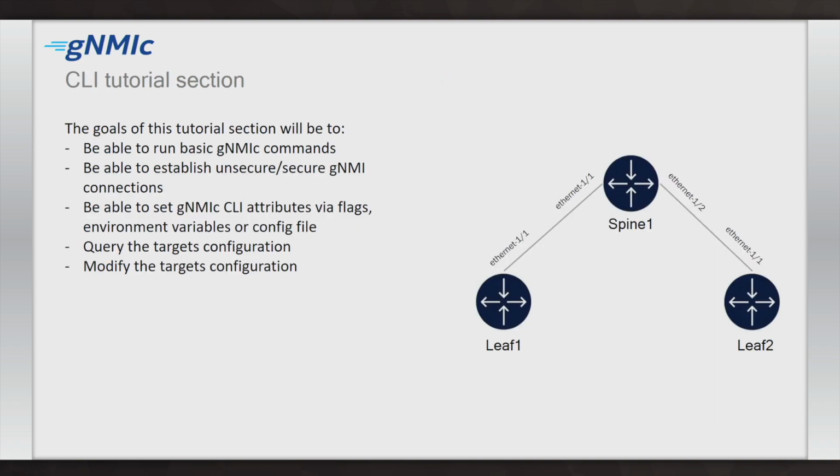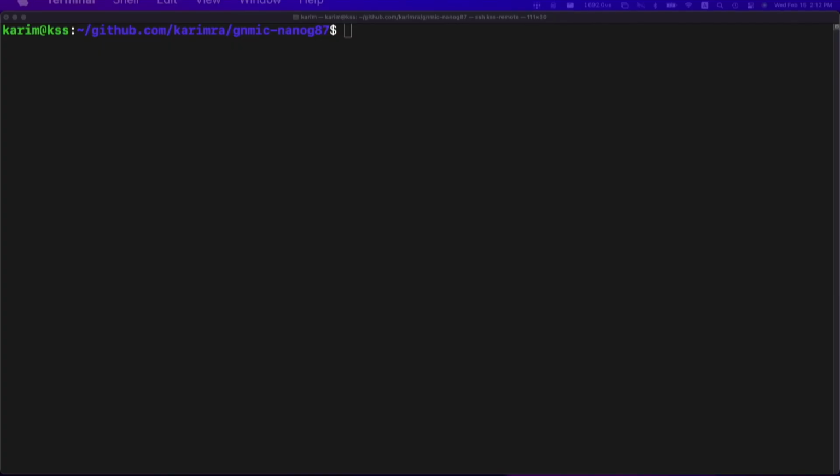Okay, so I'll start with the first demo. The goal here is to run a few basic CLI commands, see how to run a capabilities command, a get, a set, or a subscribe command from your terminal. I'll deploy a simple topology here, so 2 leaves and 1 spine, and show how to run those basic commands and modify some configuration on the router. All the commands and the files that I will be using here will be in a GitHub repo. The link is in the presentation in one of the slides somewhere.